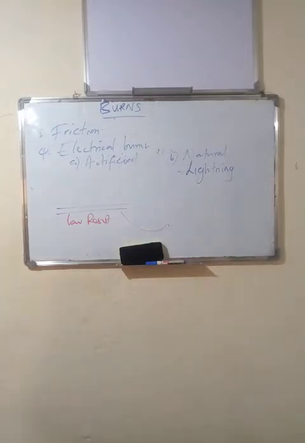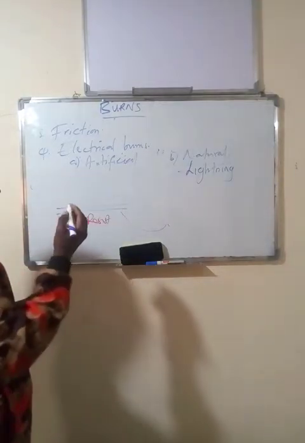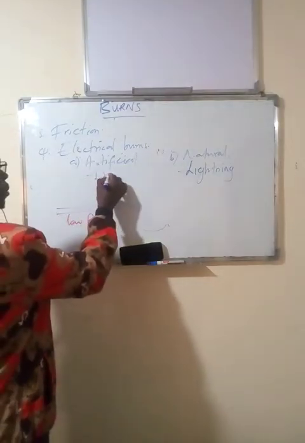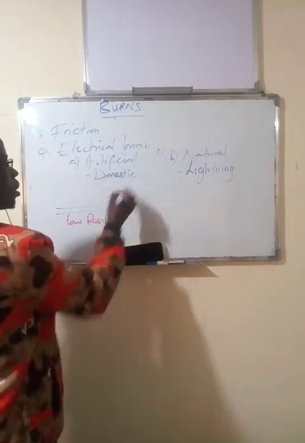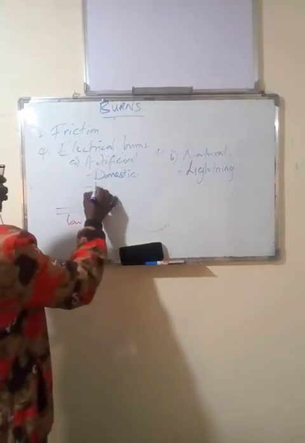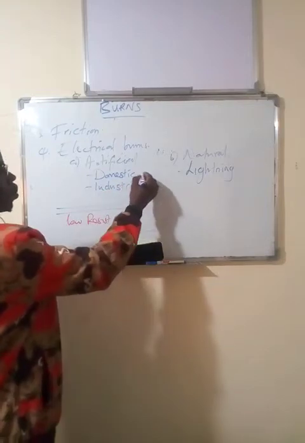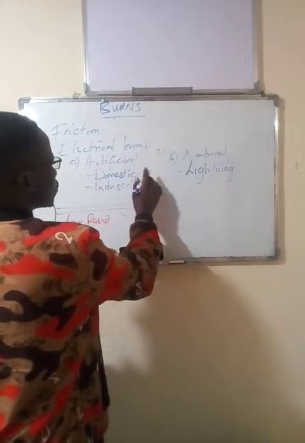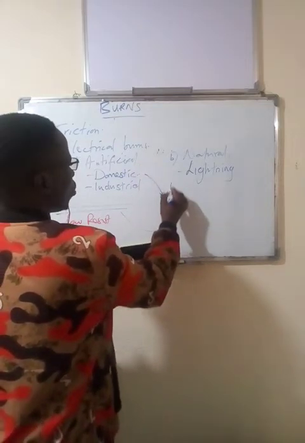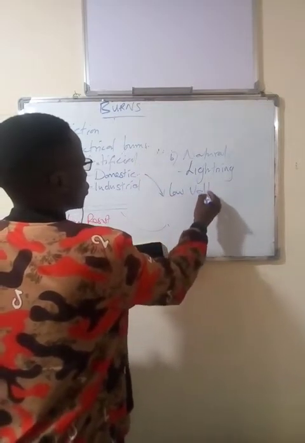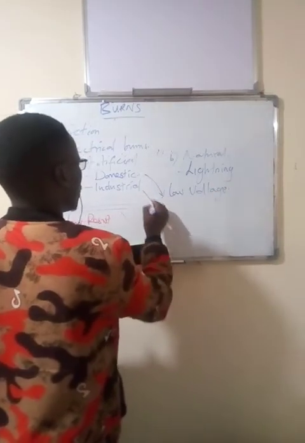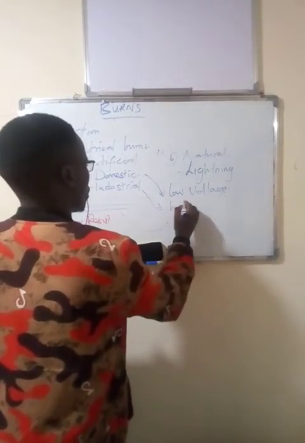Okay. So I was saying that for the natural cause of electrical burns, we have lightning, and on the artificial side we have domestic and industrial. The domestic one is low voltage, and the industrial one is high voltage.